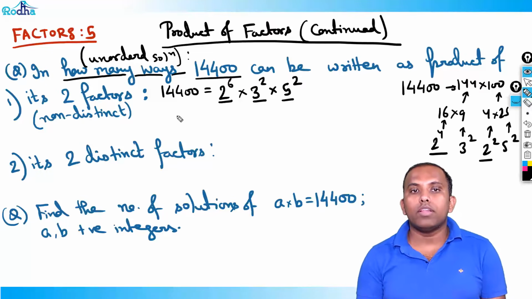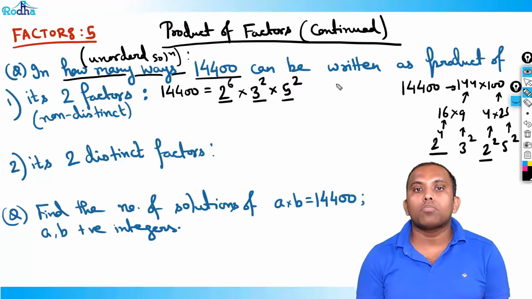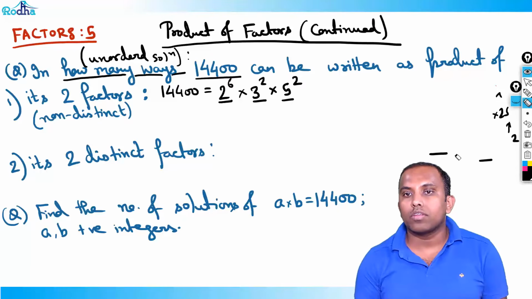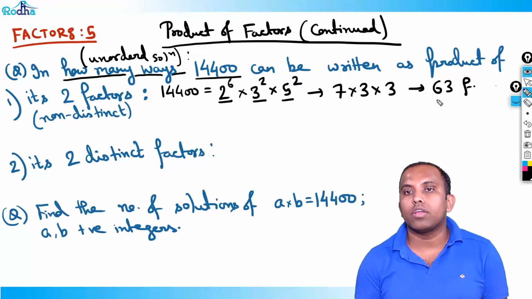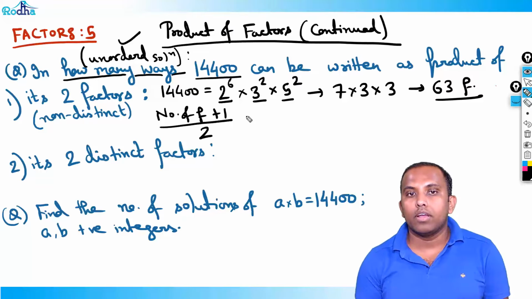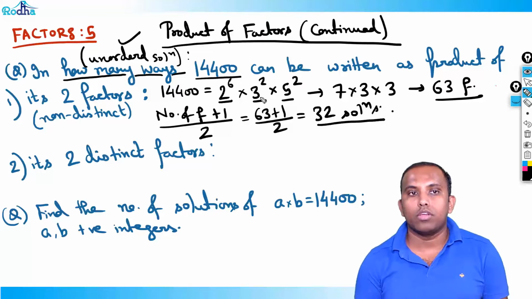So what is the funda from the last video? In case of non-distinct, it was (number of factors plus 1) by 2. How many factors are here? 7 into 3 into 3, that is 63 factors. So the funda is (number of factors plus 1) by 2, because it is unordered. That is (63 plus 1) by 2, which is 32 solutions. The answer for the first question is 32 solutions.